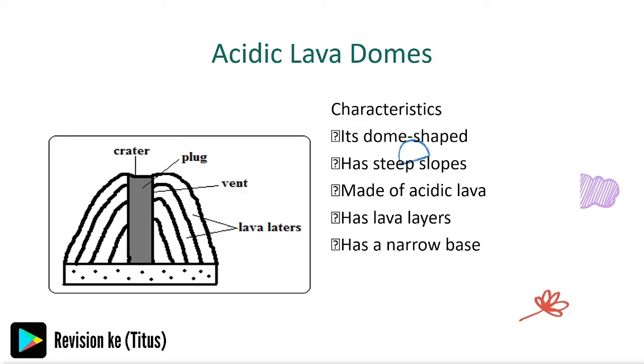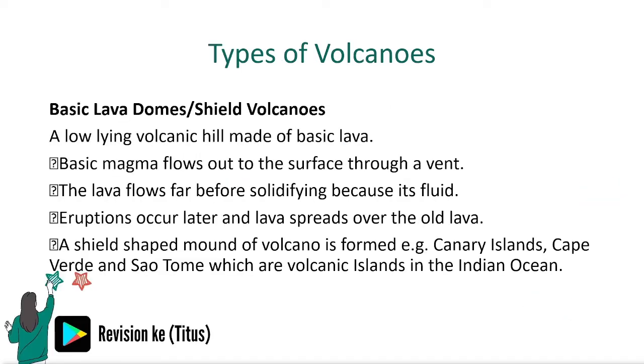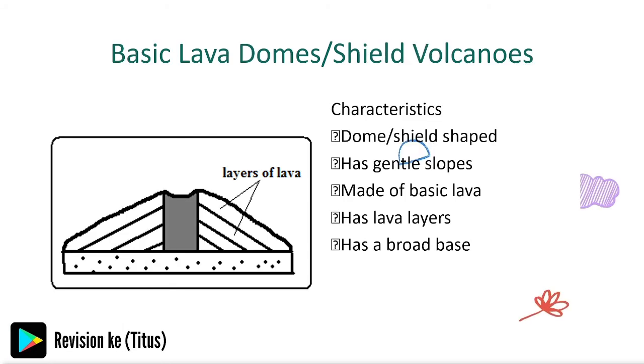Second, we're going to look at the basic lava dome. I hope you'll be able to note the difference. The basic dome or shield dome is a low-lying volcanic hill made of basic lava. And here it is dome-shaped, has gentle slopes, made of basic lava, has lava layers, and has a broad base.